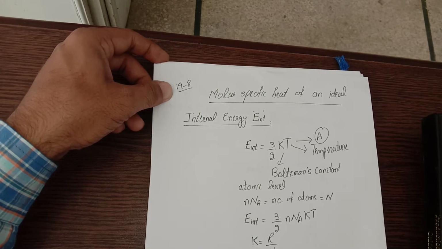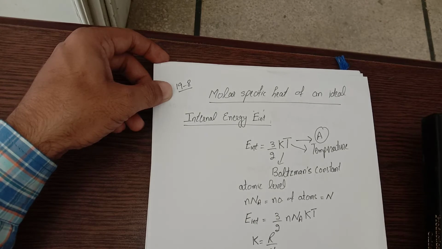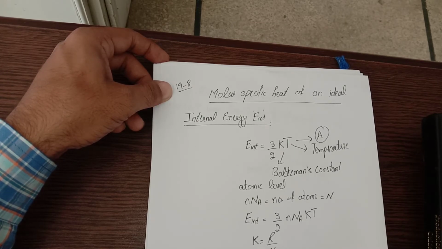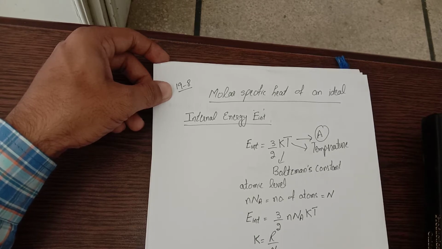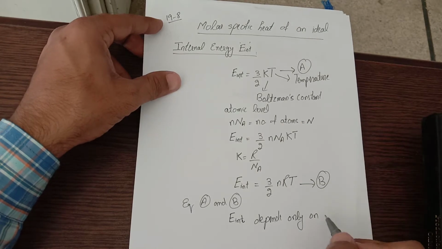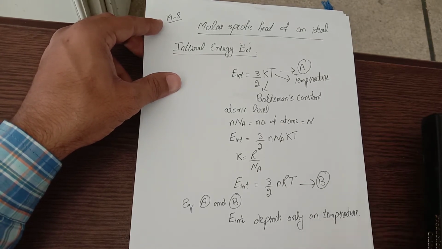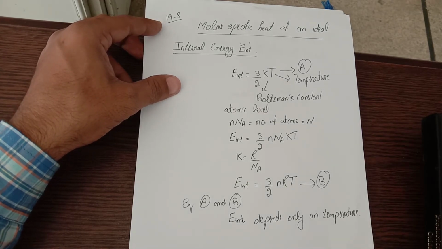One thing is clear from equation A and equation B, that internal energy of the system or of an ideal gas or atoms of an ideal gas depends only on temperature. It doesn't depend upon any other variable.